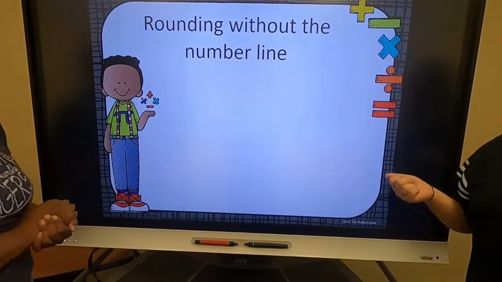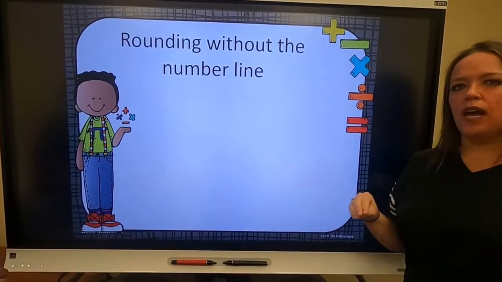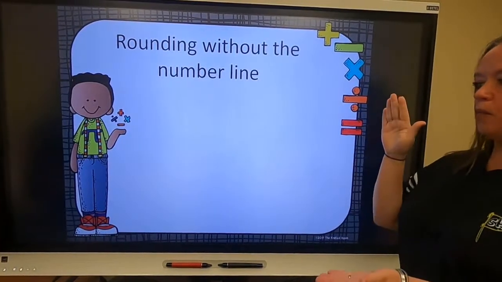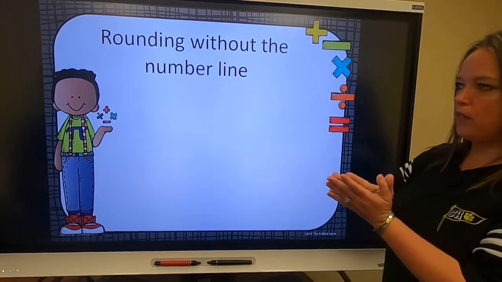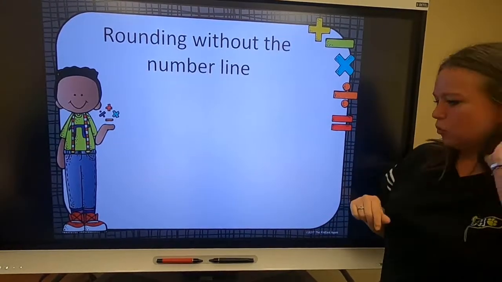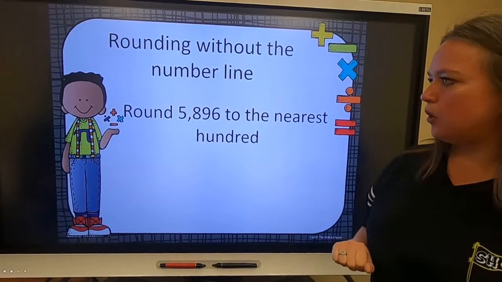Okay, so this one now says rounding without the number line. So we use the number line to show that the rounded numbers are actually closer to the real number, that the number line gives us that visual. But we can also round without the number line. So let's see what that would look like.